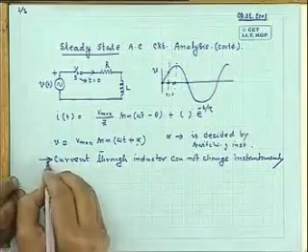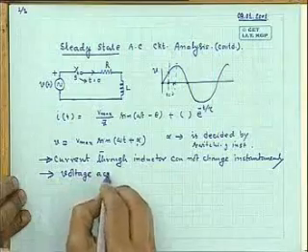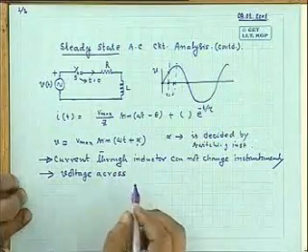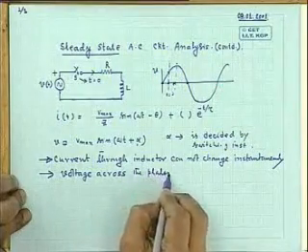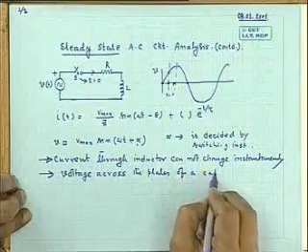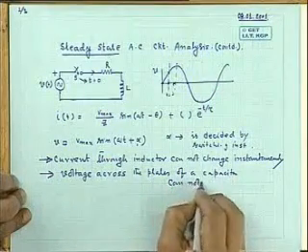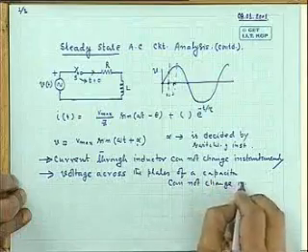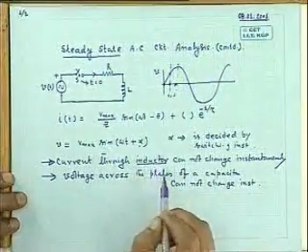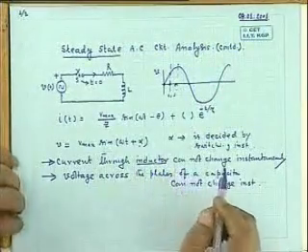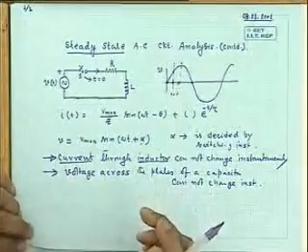And also for a capacitor, the voltage across the plates of a capacitor cannot change instantaneously. Of course, the more fundamental rule is that the flux linkage through an inductor cannot change instantaneously. From that, we can show that the current through the inductor cannot change instantaneously.